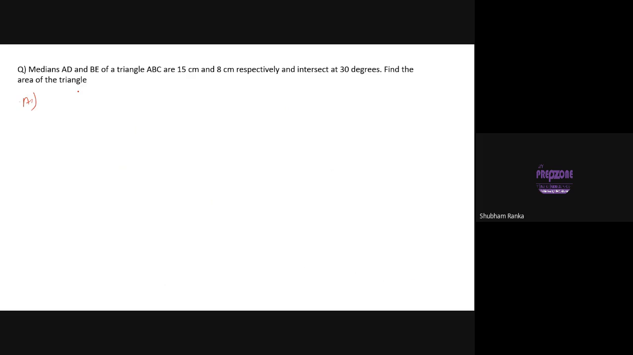So, medians AD and B of a triangle ABC are 15 centimeters and 8 centimeters respectively, intersect at 30 degrees. Find the area of the triangle. This template question you will find in many places, even in mocks. Two medians will be given, the lengths will be given, they're intersecting. Either they're perpendicular, in which case this 30 will be 90, etc. So it's just good to have a certain standard approach in mind, right?